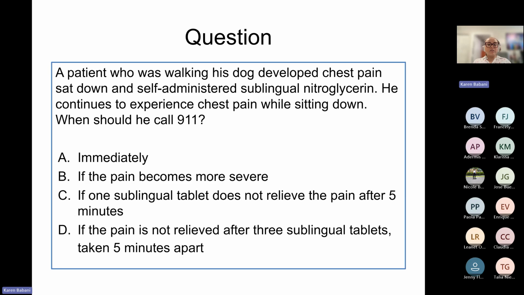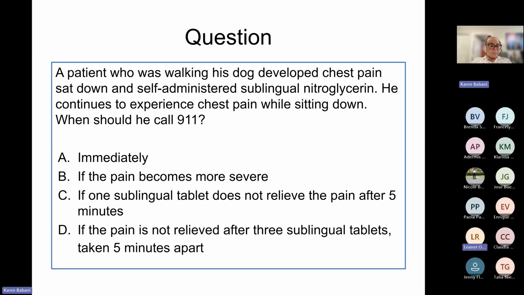Question. Patient who was walking his dog. Let's see if we wake up, because I'm talking too much and I don't hear anyone. Patient who was walking their dog developed chest pain, sat down, and self-administered sublingual nitro. He continues to experience chest pain while sitting down. When should he call 911? Immediately, if the pain becomes more severe. If one sublingual tablet does not relieve the pain after 5 minutes, or if the pain is not relieved after 3 sublingual tablets taken 5 minutes apart.